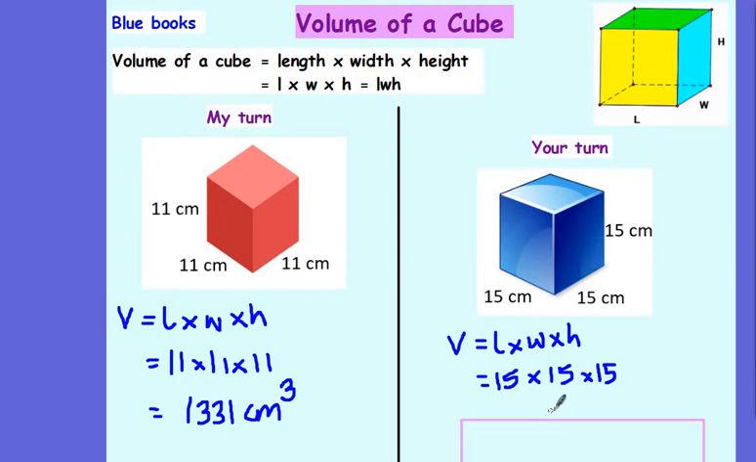which gives me what, Emily? 3,375 centimetres cubed. Please remember you are doing length times width times height, 15 times 15 times 15. That is not the same as 15 times 3. 15 times 3 is far too small. Do not make that mistake.